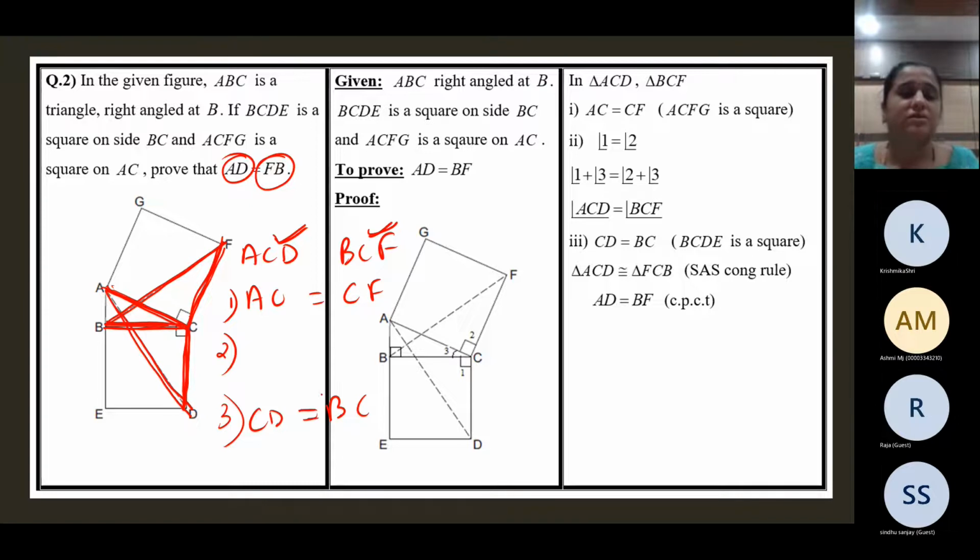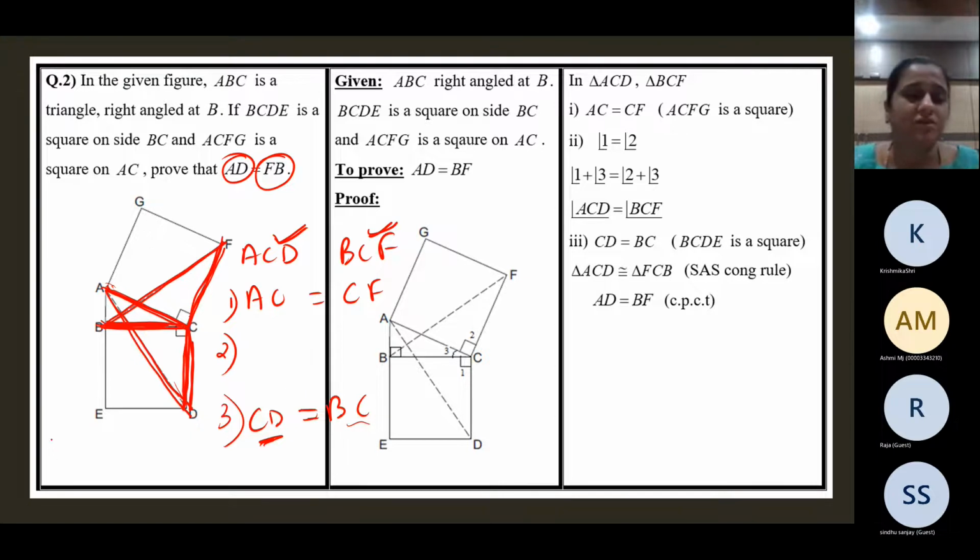See here, CD is of the first triangle, ACD, and BC is of the second triangle, BCF. So CD of the first triangle equals BC of the second triangle. Again, because they are the sides of the same square.